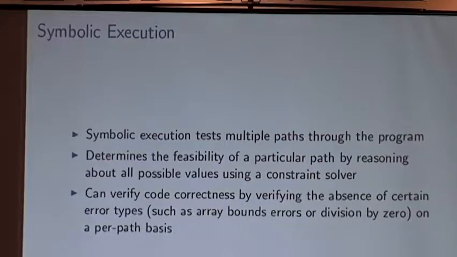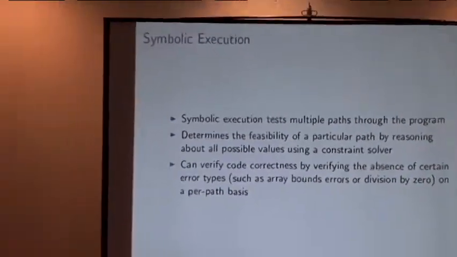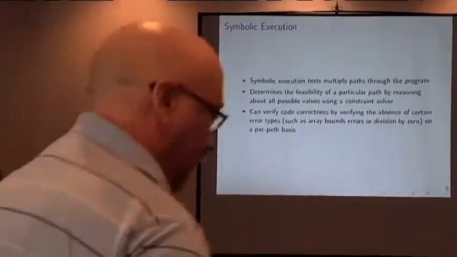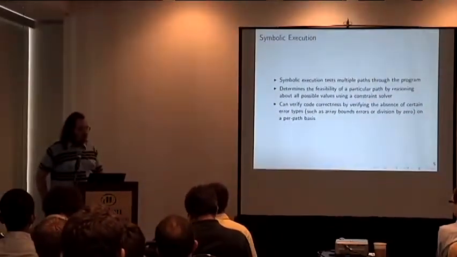So symbolic execution is a means of testing a program. We test multiple paths through the program. We determine feasibility of particular paths using a constraint solver, and we verify code correctness by checking for various error conditions such as array bounds or division by 0. For example, if we're checking for division by 0, we can ask the constraint solver whether the denominator can ever be 0, and we do this on a per path basis.